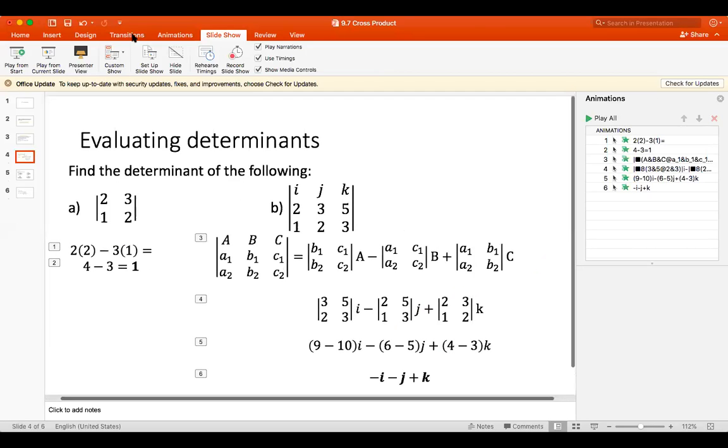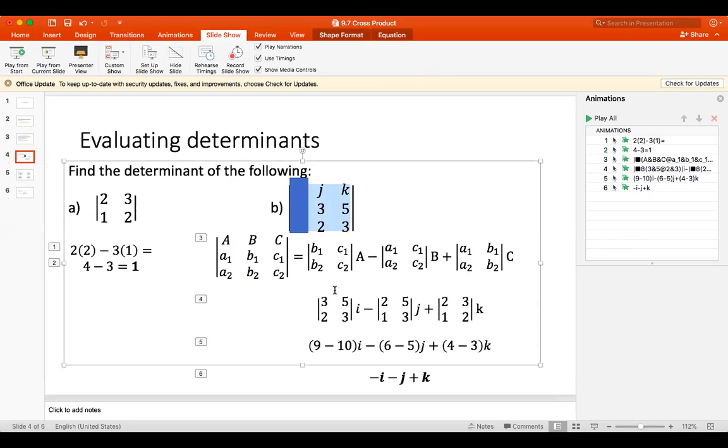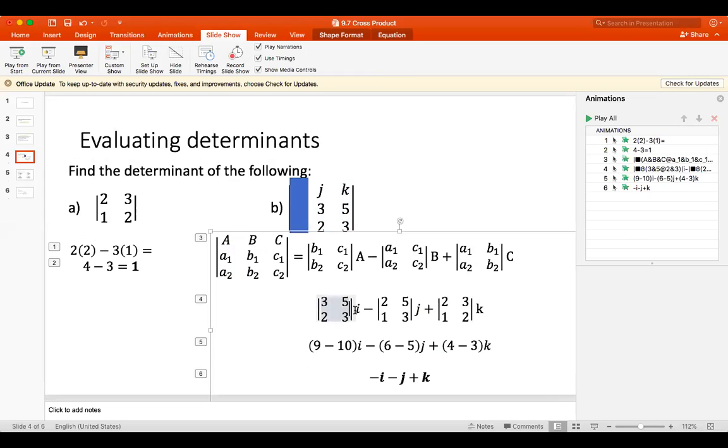Let me show that one more time using that little box I used on the previous slide. Looking over here, with my little box, setting it up, I ignore column i and only focus on these numbers right here, 3, 2, 5, 3, times i. Minus, ignore column j and focus on the numbers on the outside, 2, 1, 5, 3, times j, what's ignored. Plus, ignoring the last column k, 2, 1, 3, 2 times k. We find the cross product. That's how it goes.